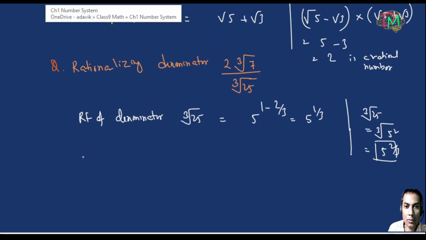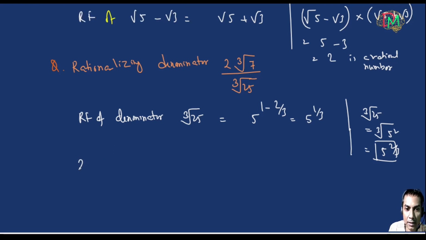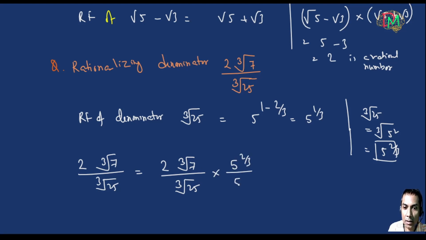So what will be the answer? First we write the given question, that is 2 into cube root of 7 divided by cube root of 25. Then we multiply both numerator and denominator with the rationalizing factor. What is the factor? That is 5 to the power 2 by 3. Here, 5 to the power 2 by 3. Clear?